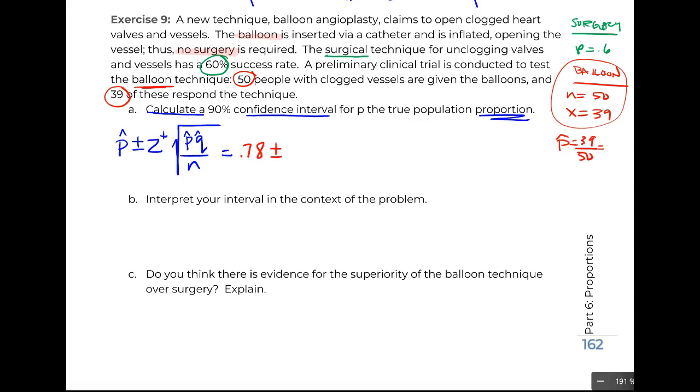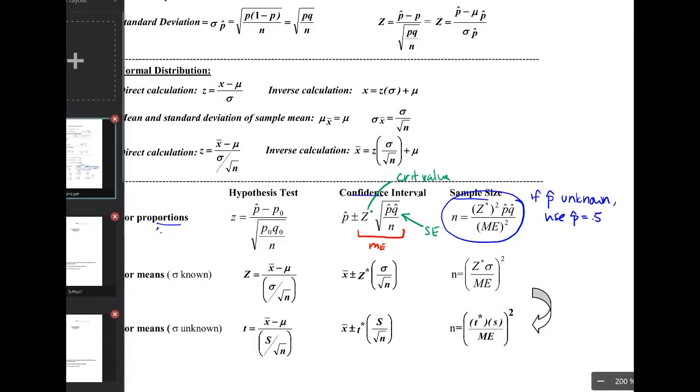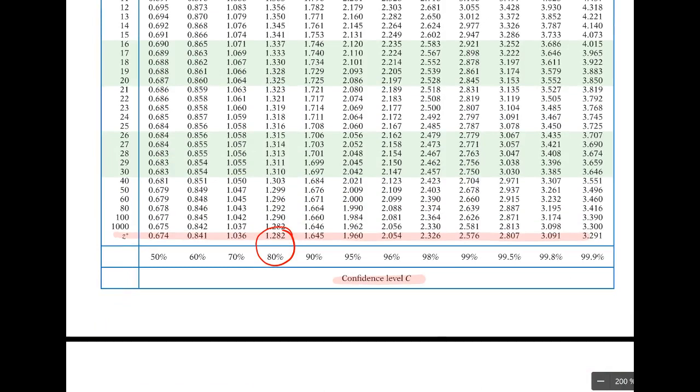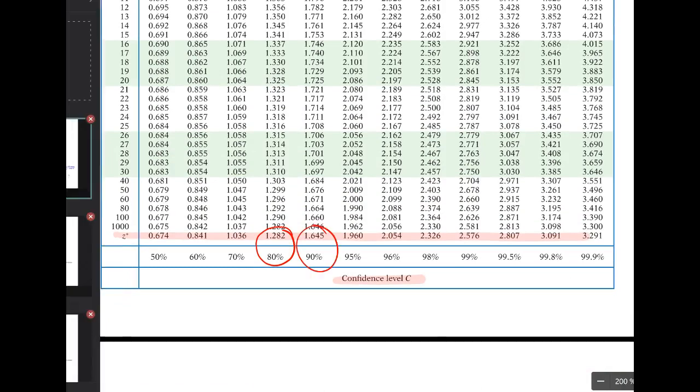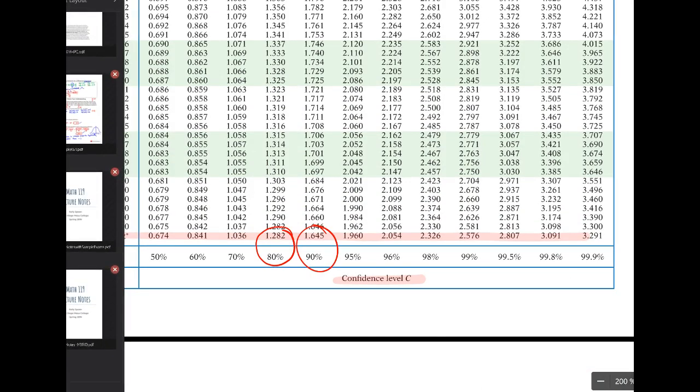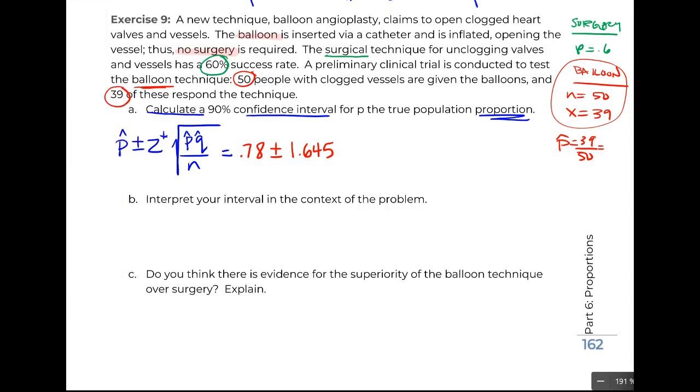Plus or minus, our Z for 90% is 1.645. Remember, I'll bring it back up. We're getting this from that table. 90% is 1.645. And then P hat again. Q hat is just 1 minus P hat. So 1 minus 0.78 would give you 0.22 all over our N of 50.